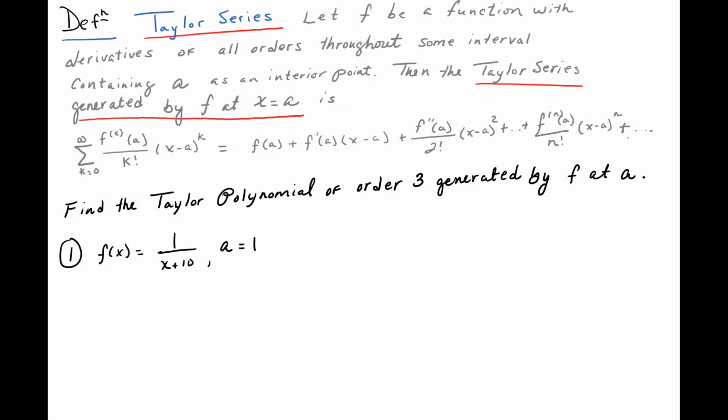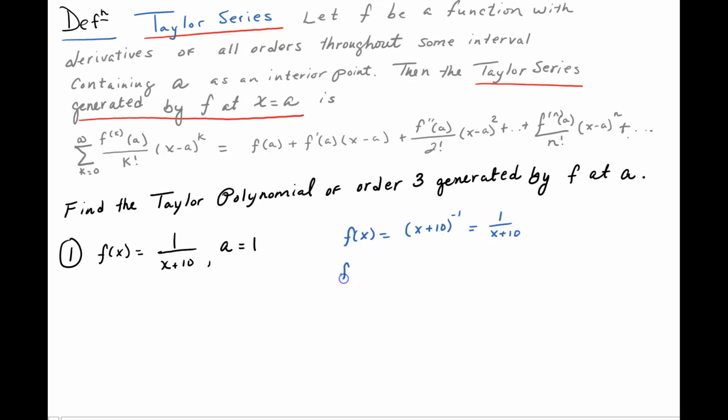The first question says, find the Taylor polynomial of order 3 generated by f at some point x equals a. So we have f of x equal to, now I'm going to rewrite 1 over x plus 10 so that I can easily take its derivative. I'm going to write it as x plus 10 to the minus 1, but just remember that it is equivalent to 1 over x plus 10.